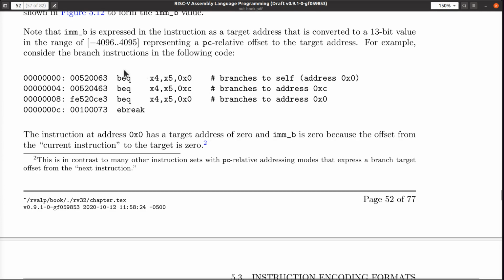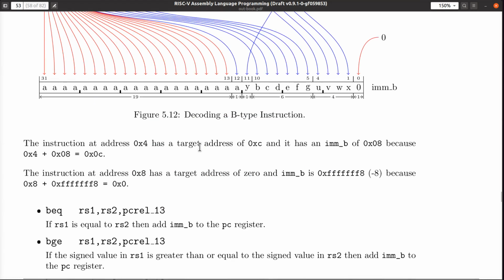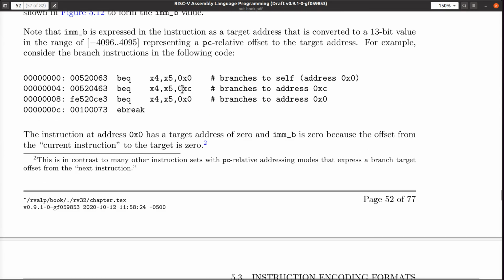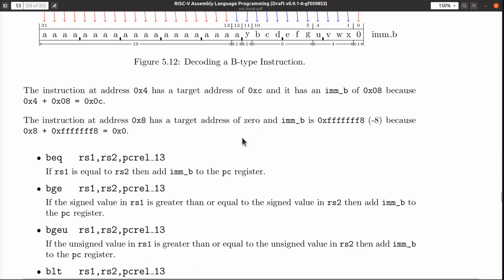Okay, so with that in mind, what do we got here? At address 0, we're branching something or other to address 0. At address 4, we're branching if something is true to address C, and so on. So when you look at the narrative down here, what is it saying? The instruction at address 4 is a target address of C. That's the middle one of these three. Okay, that's this one right here. And the IMMB value is therefore 8 because the current address in the program counter is 4, or I could say the address of the current instruction is 4, plus that IMMB value of 8 equals then the C, which is the target address for that branch.